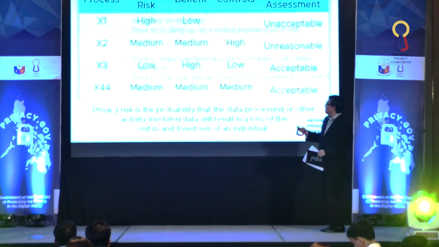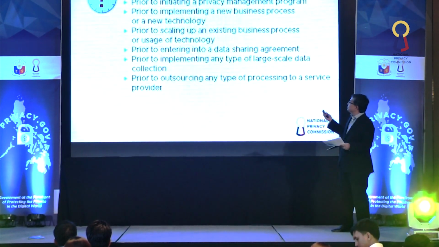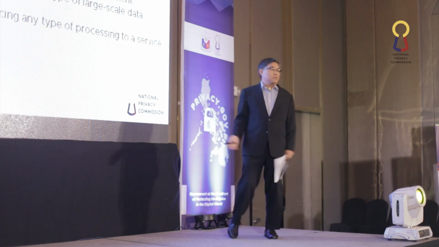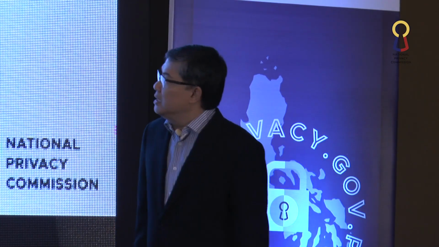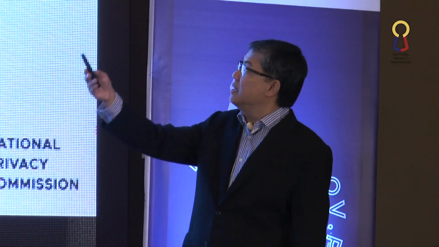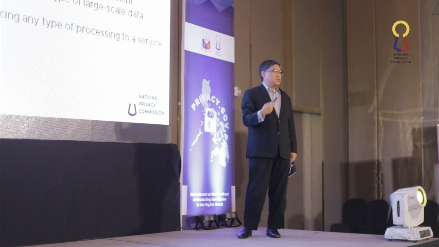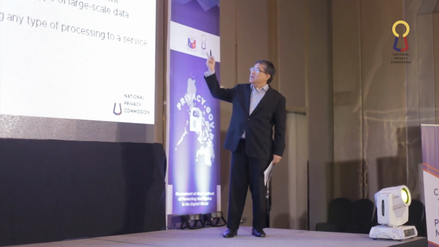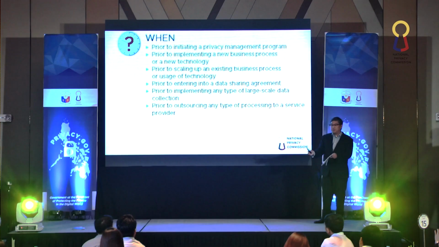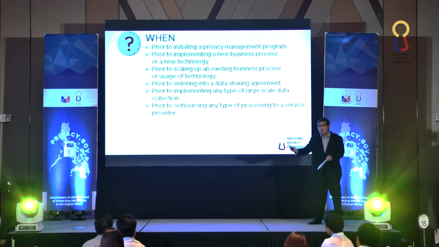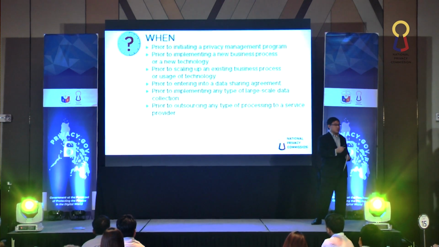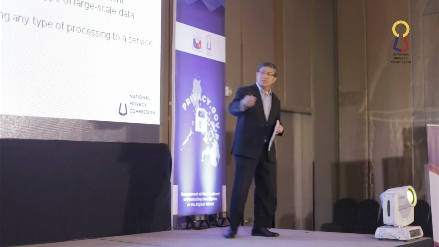In fact, when you do a privacy impact assessment, this lists down 6 different situations. If you're going to initiate a privacy management program, like you are now, start with the PIA. If you're going to implement a new process or a new technology, something that you haven't done before, do a PIA. If you're scaling up, let's say you have an existing process which was only in one office, and now you decide that we're going to have it in all regional offices across the country, you need to do that impact assessment.